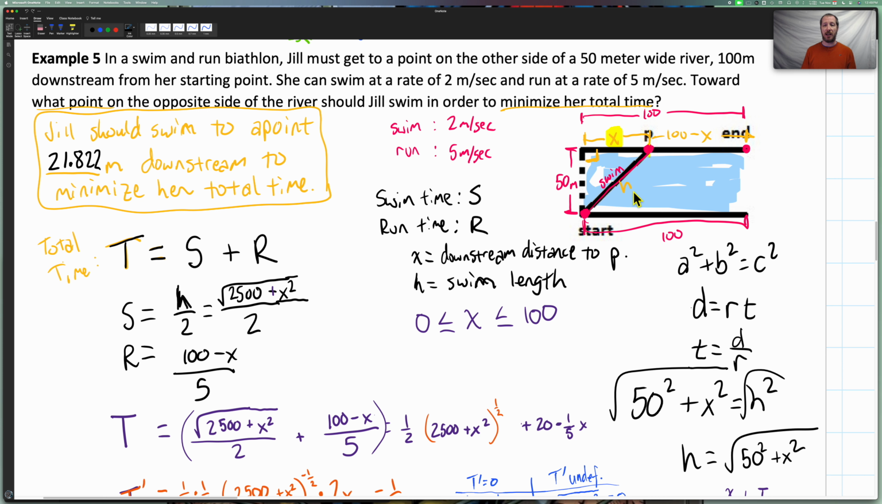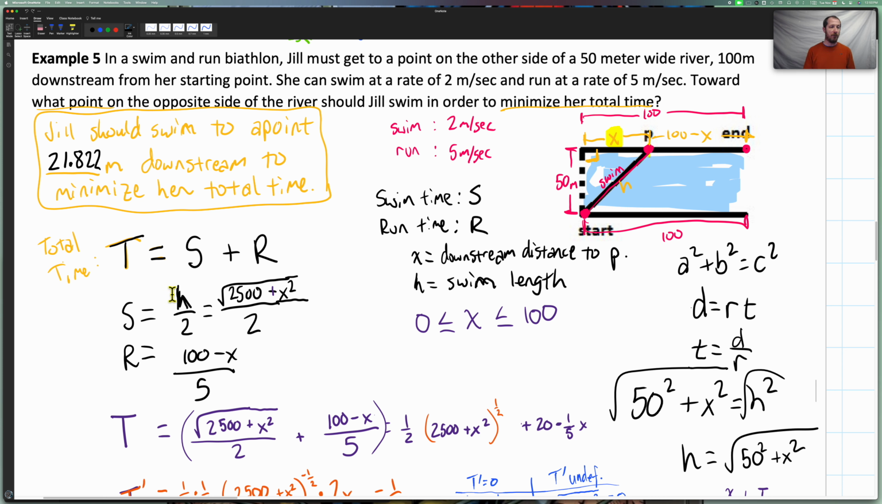So we can set up a secondary equation for h, and we can say h is, and then use our Pythagorean theorem, right? We know one side. So let's use our a squared plus b squared equals c squared. So h squared equals leg 50 squared plus other leg squared, x squared, and square root both sides to solve for h. So we get a secondary equation for h. All right, that is in terms of x.